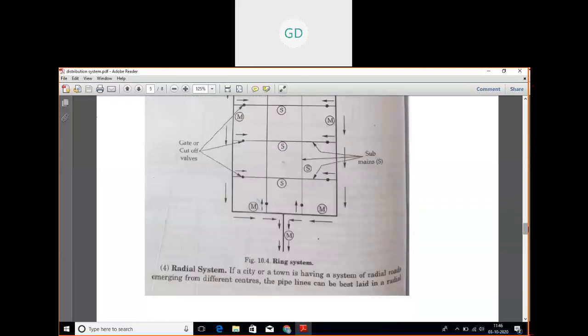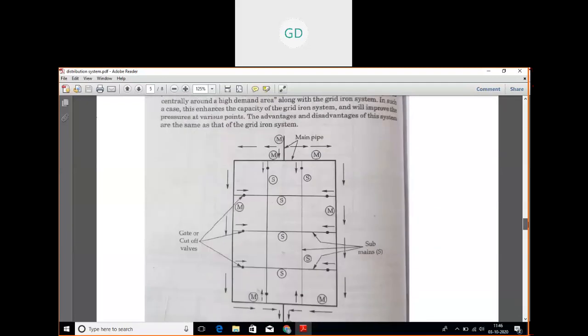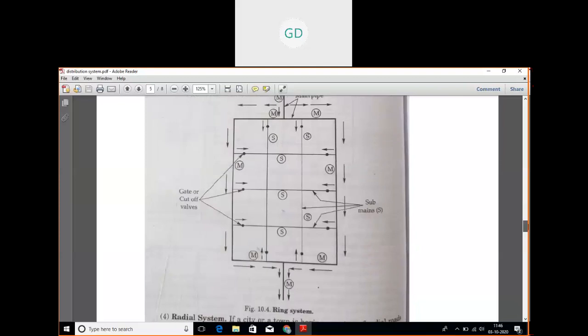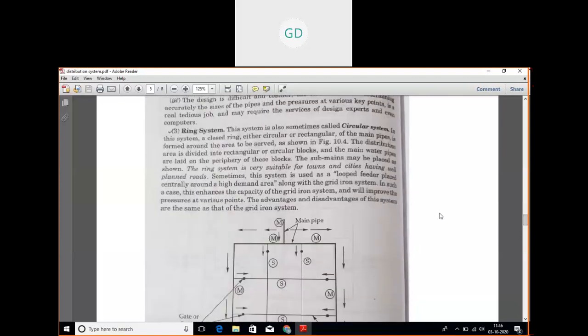This is a ring system. You see this diagram, you can see it is a ring system. So here you see this system is also sometimes known as your circular system. Okay, so in this system, a closed ring, either circular or rectangular, of the main pipe is formed around the area to be served.